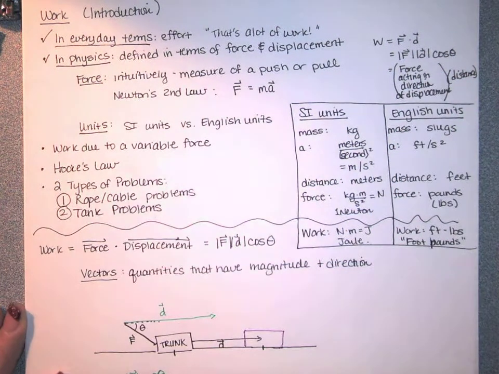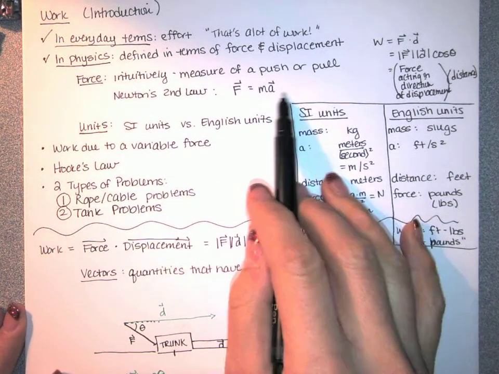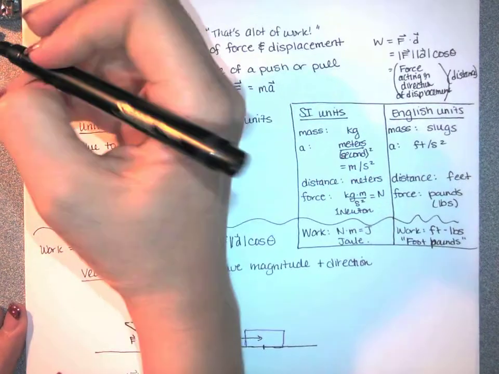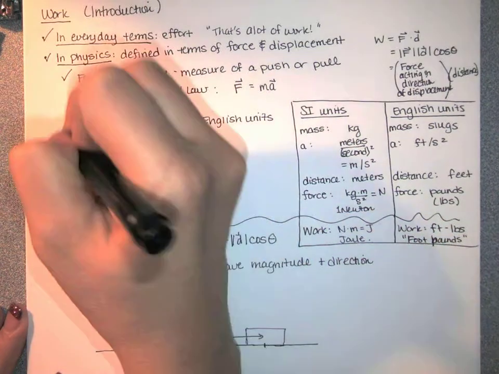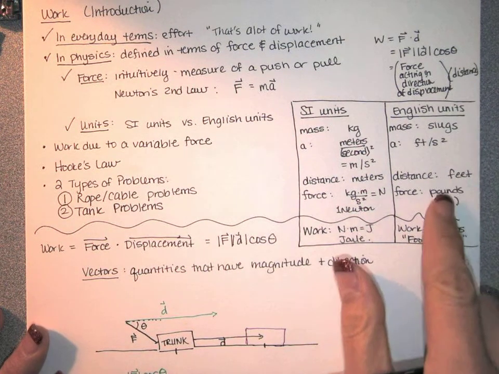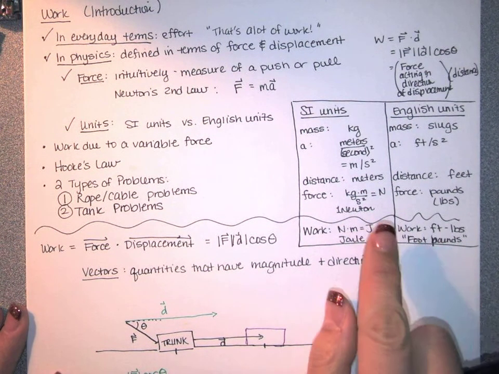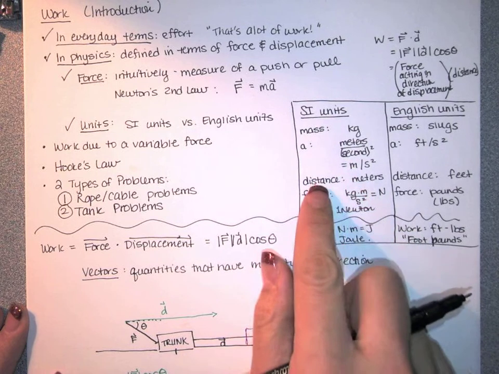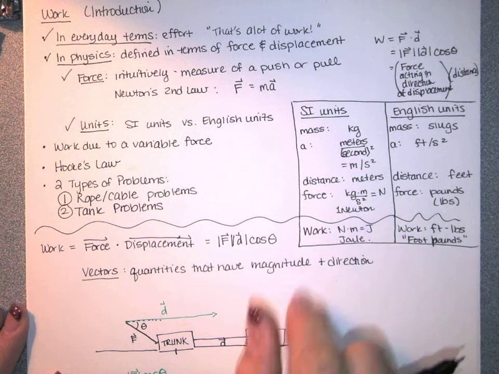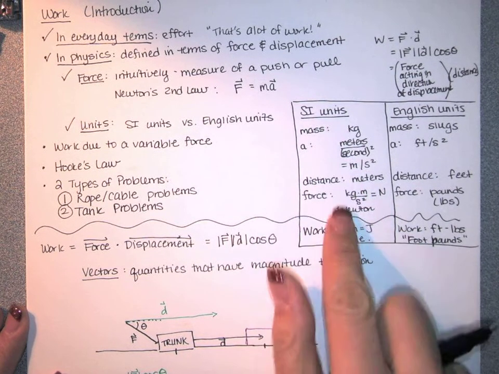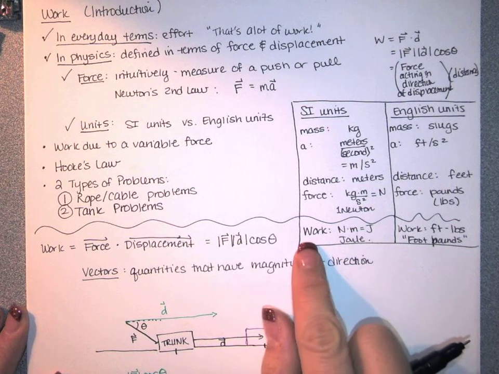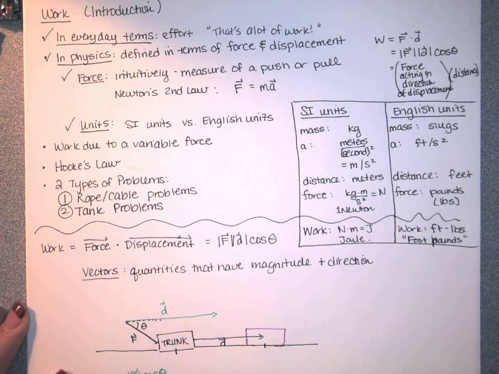And force is, again, just a push or a pull, and it's given by Newton's second law. It's mass times acceleration. And if you hear feet and pounds, know you're in English units. Work is in foot-pounds. If you hear about kilograms, meters, and newtons, you're in SI units. Those are our standard scientific units. And work is a Newton meter, or a joule.